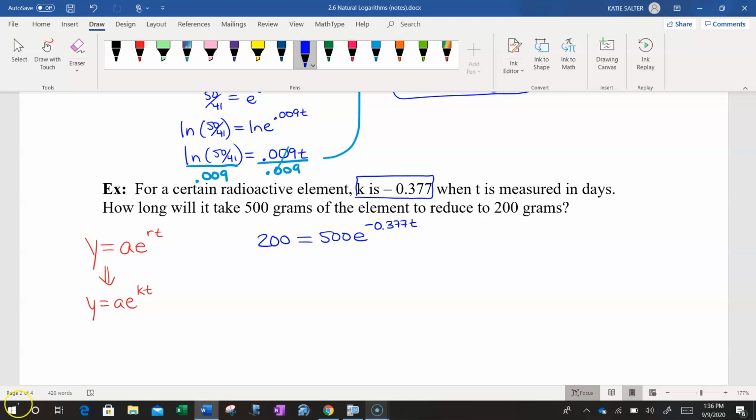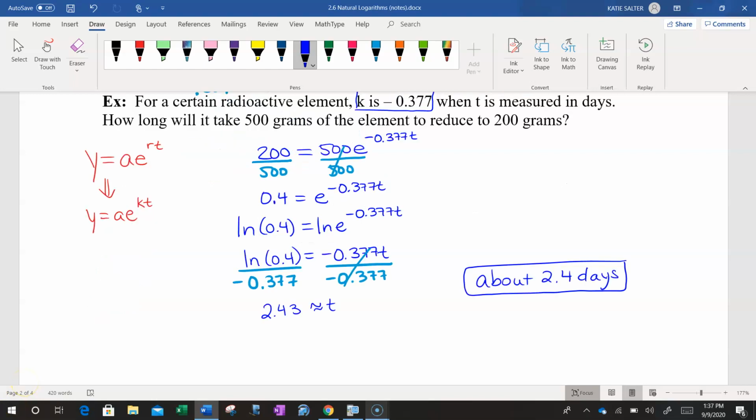Pause now. Okay, so if we work this out correctly, we should get that it would take about 2.4 days. And that makes sense because if you actually changed that constant rate back to a percent, it was decaying by around 37.7% each day. So that's a big amount to lose daily.